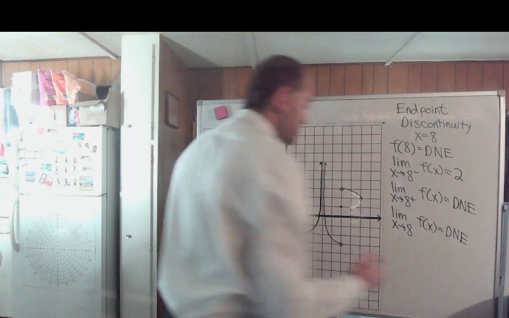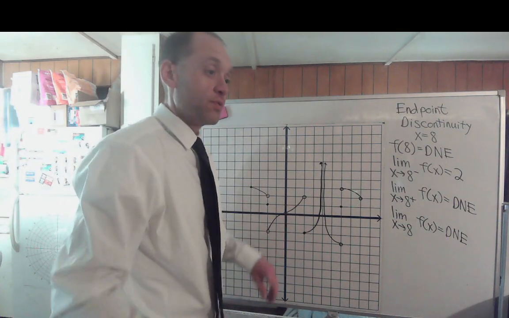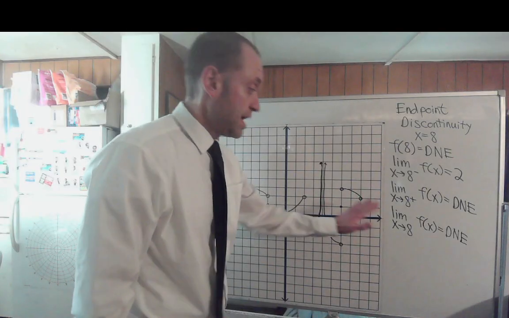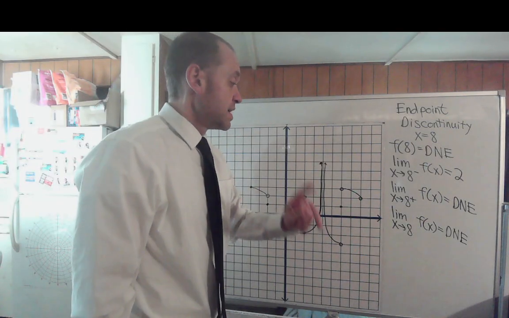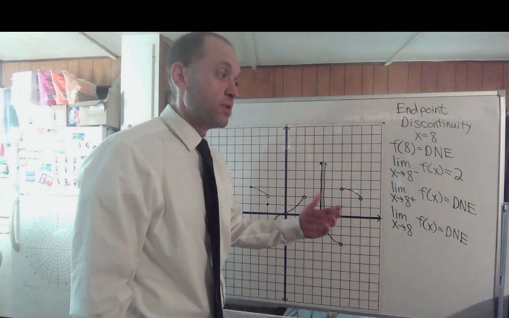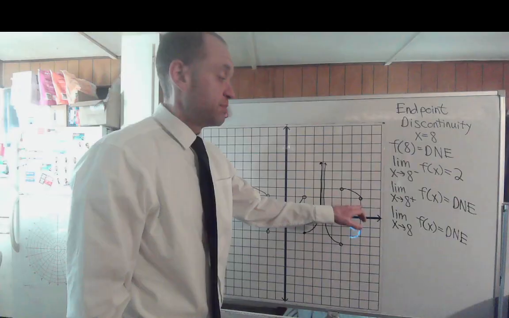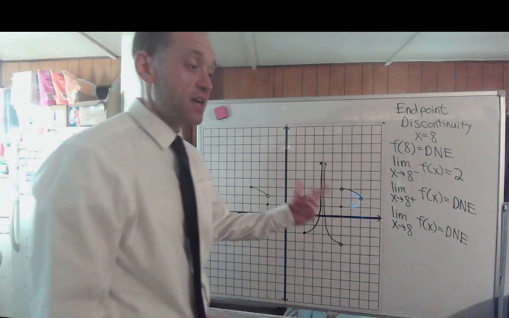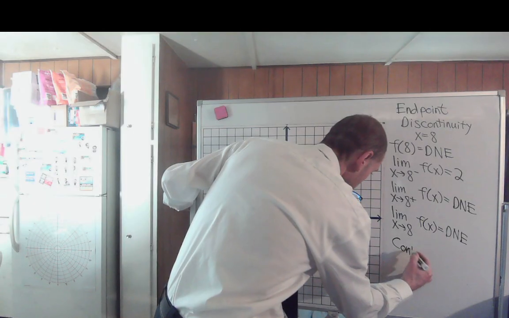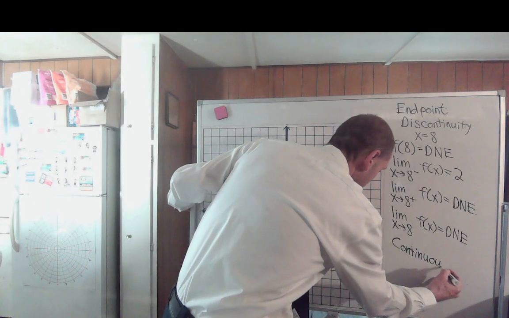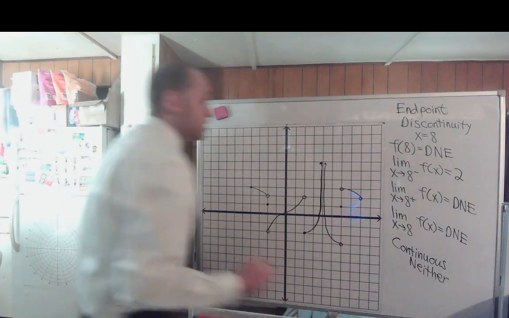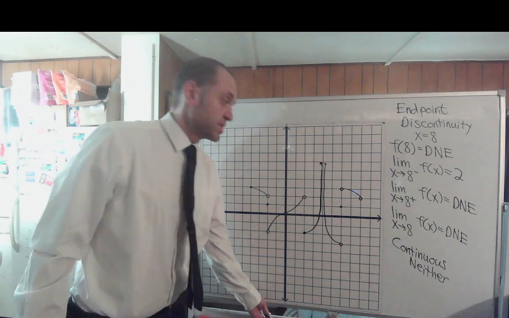And then, of course, we have to determine: is it continuous from the left or the right? It's definitely not continuous from the right because you have nothing greater than x equals 8. It's not even continuous from the left because, again, in order for it to have any continuity at all, the function would actually have to be defined at that value on the curve. And it's not defined there at that y value of 2. So this is continuous on neither the left nor the right at x equals 8. So that's everything about x equals 8.